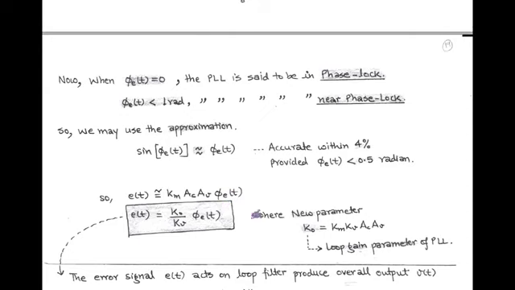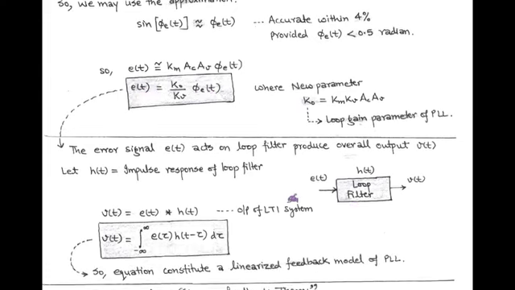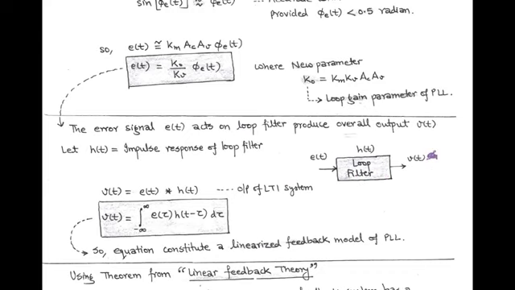And here we introduce a new parameter of the PLL called the loop gain parameter, denoted by K0, and its value is Km kv Ac into Av. So accordingly, the error signal in terms of the loop gain parameter is given by e(t) equals K0 upon kv into phi_e.